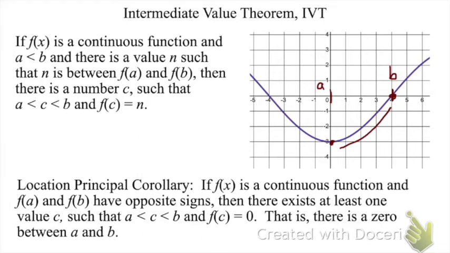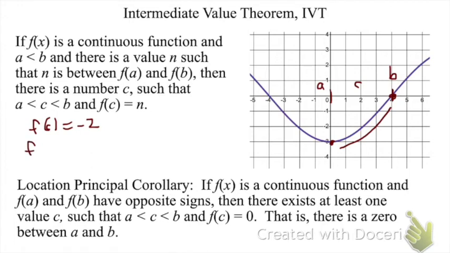What this also states is that there is going to be some x value that goes to every single y value between -3 and 0. So let's say we wanted to go to -2. It's saying that there's some c value in here, in between a and b, where f of c is going to equal -2.